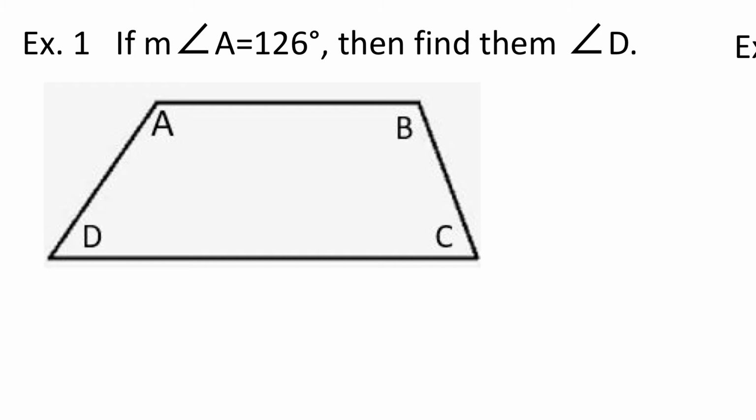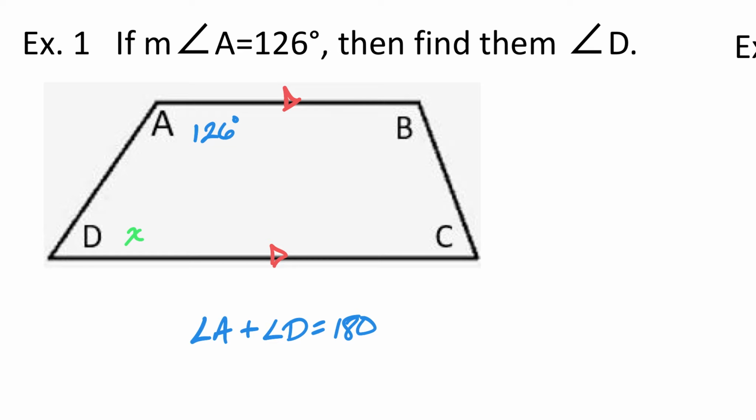So the first example we see here, it tells us that angle A is 126 degrees, and then it asks us what angle D is. So 126 degrees is here, and then angle D is the one that we're searching for. And again, these are between two parallel lines. Therefore, they are supplementary. So we know that angle A plus angle D combine to equal 180 degrees.